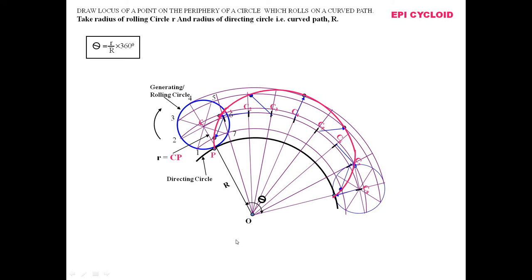Now we will draw the hypocycloid. A hypocycloid is a curve traced out by a point situated on the periphery of a circle which rolls on a curved path similar to this, but the rolling circle now rolls inside this curved path. Here the rolling circle rolls outside the curved path. If the circle rolls inside the curved path, the resulting curve will be a hypocycloid. So let's draw the hypocycloid.